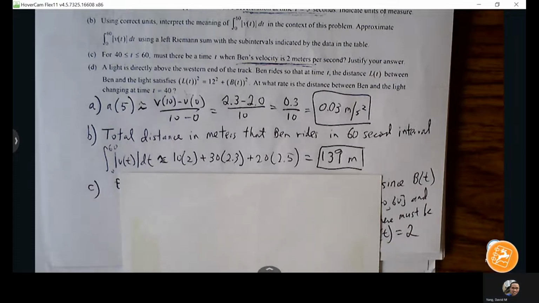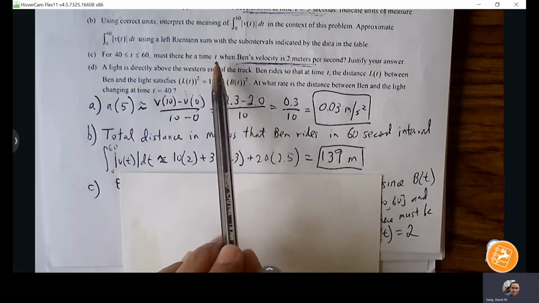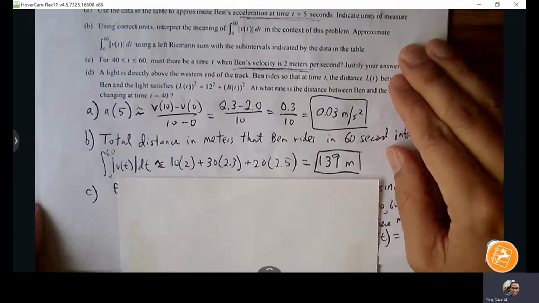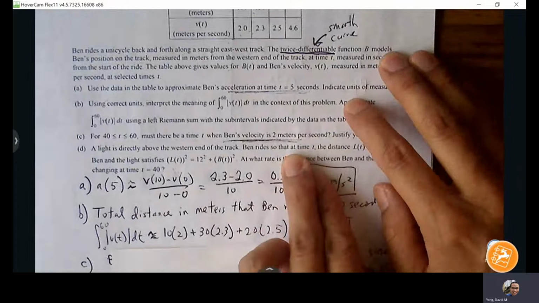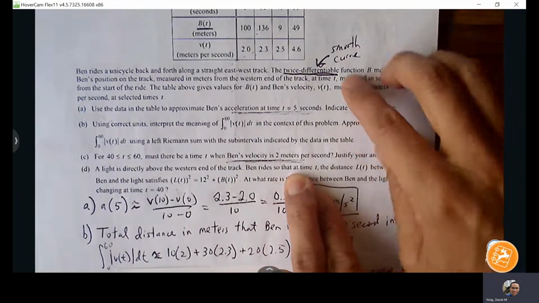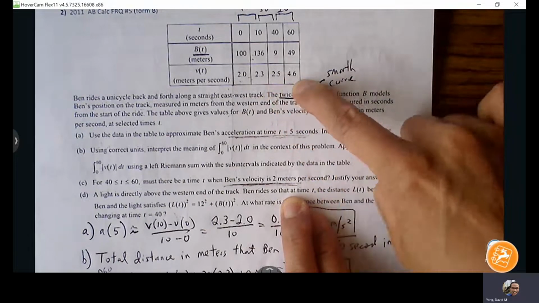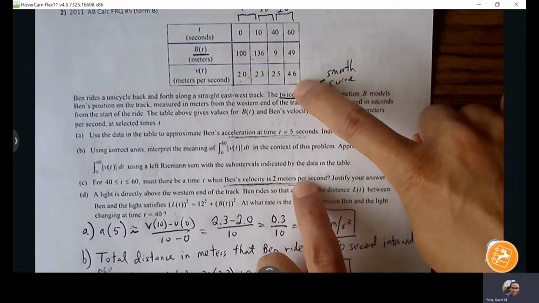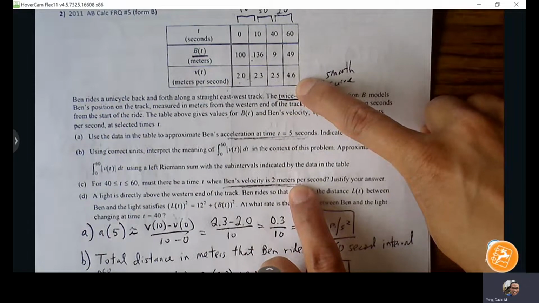Okay, part C. Between 40 and 60, must there be a time when Ben's velocity is 2 meters per second? Justify your answer. So I think our first instinct is just to look at the velocity, right? So between 40 and 60, just by looking at velocity, does it look like we can guarantee it? So this is not a good fit for IVT, right? So we definitely are not going to be able to use that, but maybe there's something else. Is there another way that we can approach it to maybe see if we can guarantee a velocity of 2?